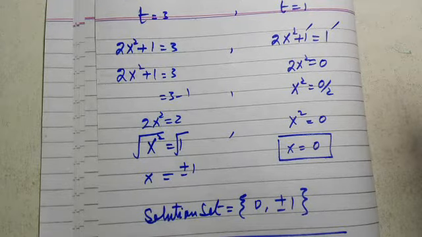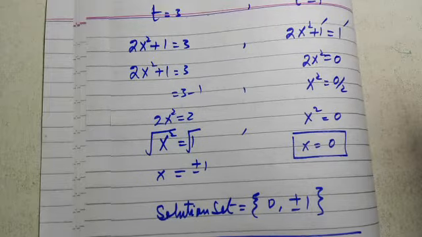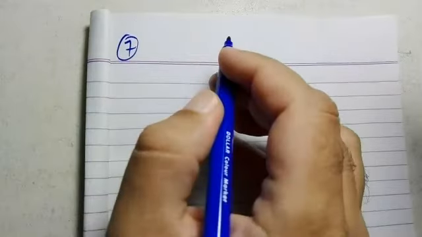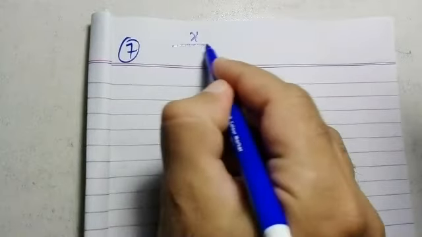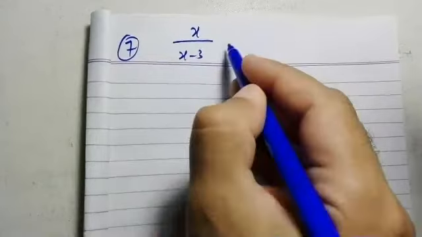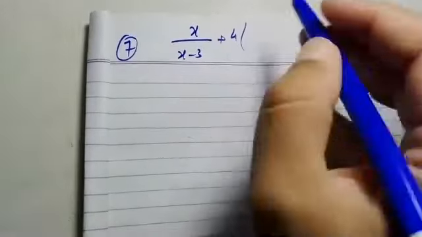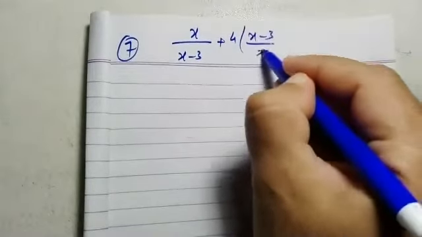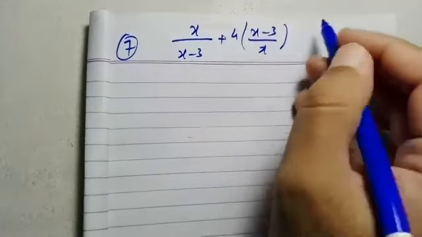Okay. Yes, doing another question that is a similar sort of sum. That is question number 7. A similar sort of question. I hope in the next 2 to 3 minutes I will be able to solve it for you. x over x minus 3 plus 4 times x minus 3 over x. I'm solving type 2 questions.